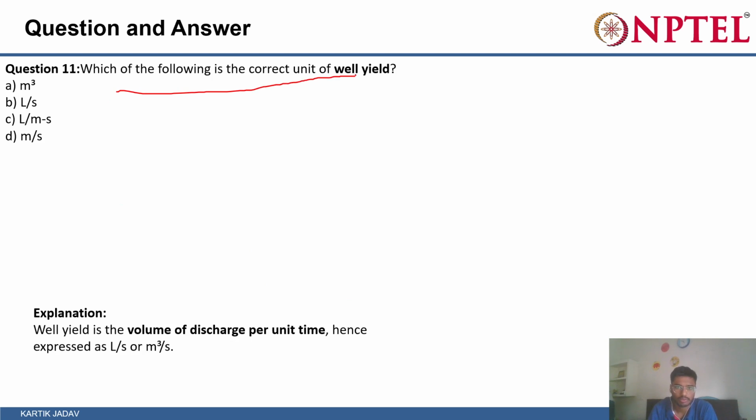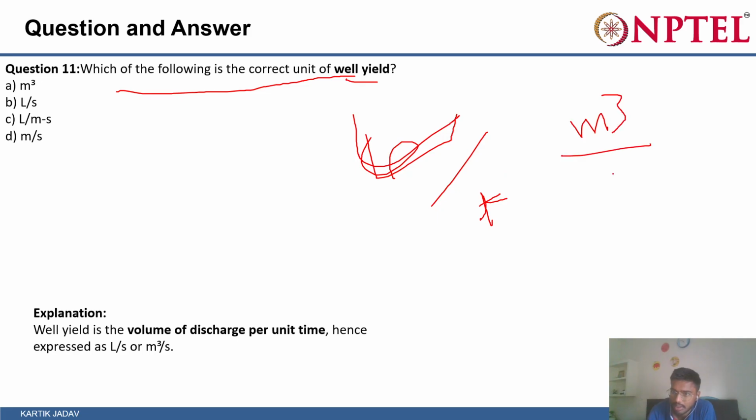Which of the following is a correct unit of well yield? Well yield is generally discharge per unit time, or you can say the volume of water that the aquifer drained. So volume divided by time. Volume has a unit of meter cube, time has a unit of second, minute, day, whatever it is. So the correct answer is meter cube per second, option B.